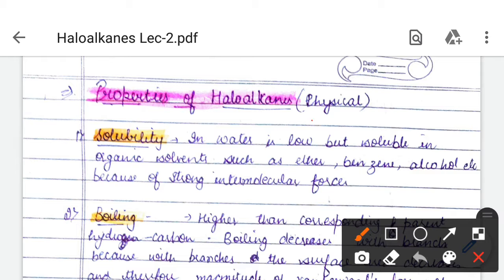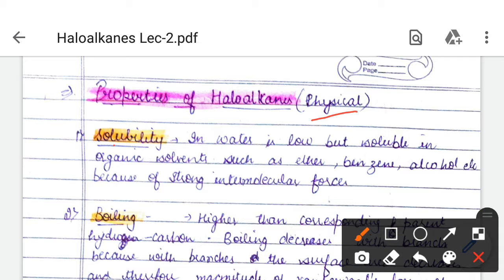Now in this video we will discuss the properties of haloalkanes. The properties can be physical and chemical. First we will start with physical properties. In physical properties we will mainly discuss solubility, then boiling point.